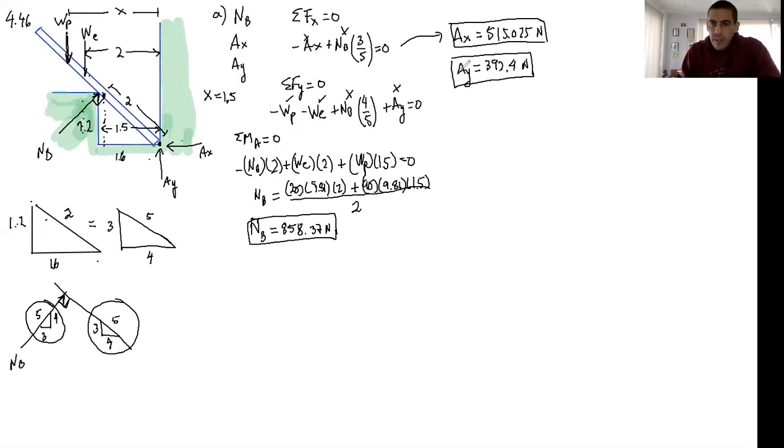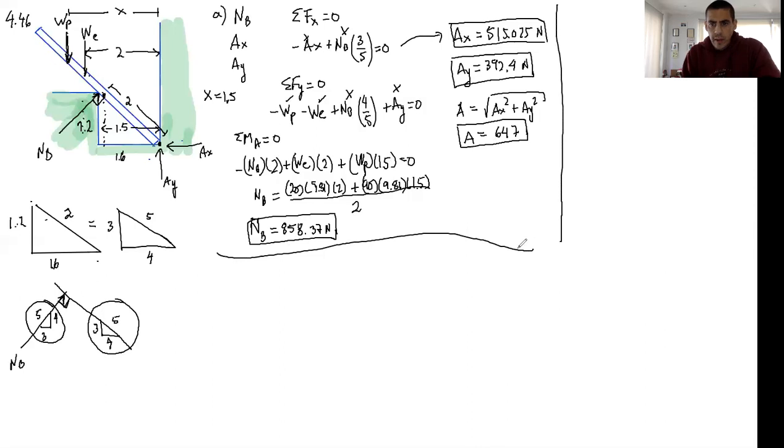In the book, what they are giving you is the reaction at A, which should be, maybe you get it, AX squared plus AY squared, and this is actually, according to the book, around 647. So you can check that out, and we are agreeing with what the book is saying in the answer section. Okay, so good. Now I'm going to try to do the case B.